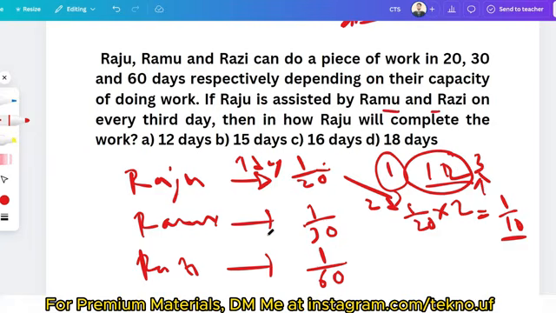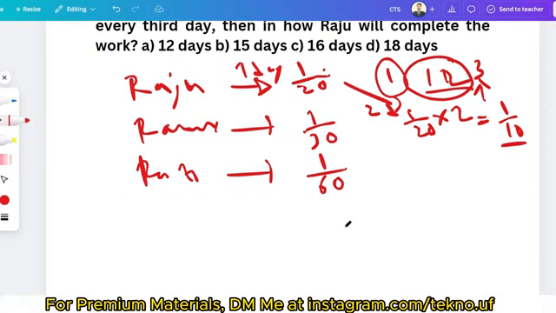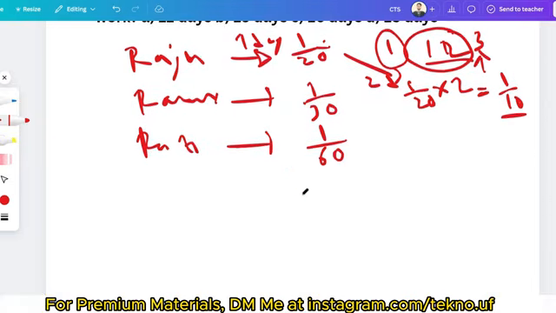So on the third day, Raju, Ramu and Raji will all work together. How much amount of work will be done on the third day? We have to count that. For that, we have to get the LCM of 20, 30 and 60, all the denominators. So this becomes 60 actually.